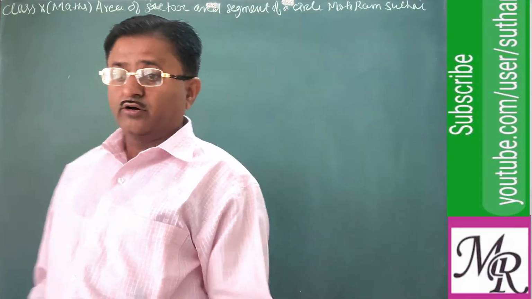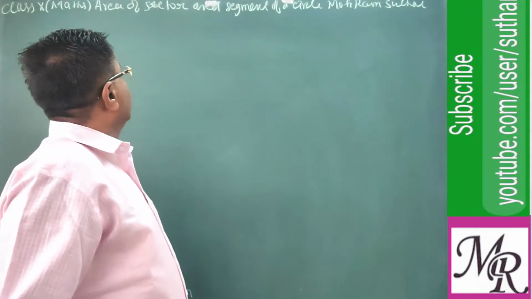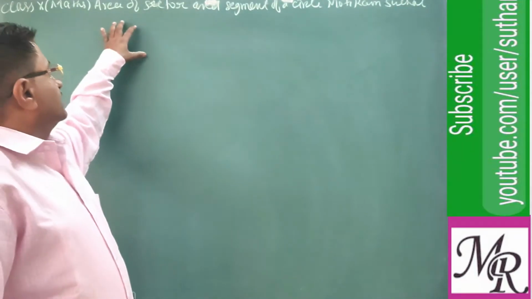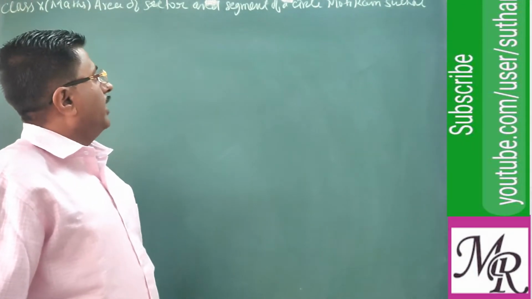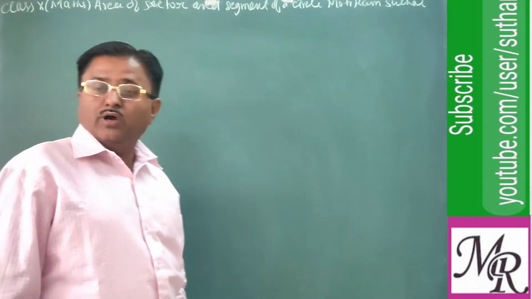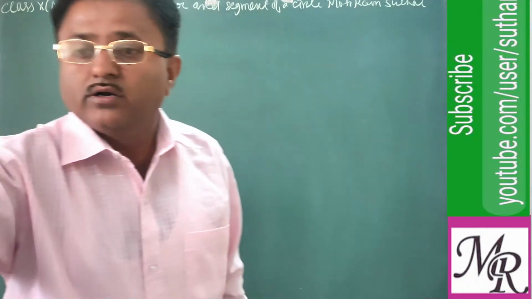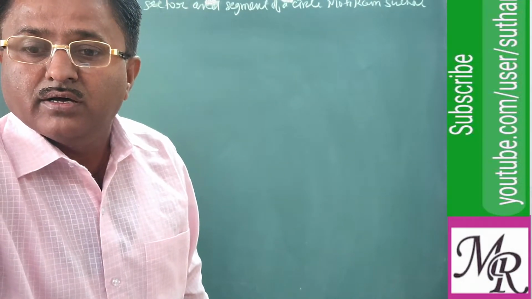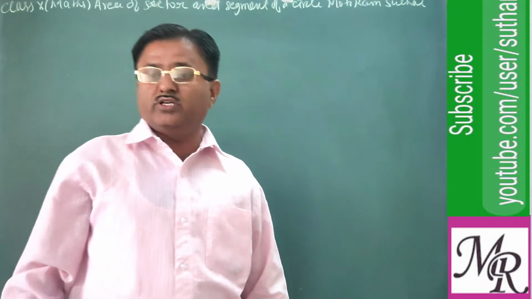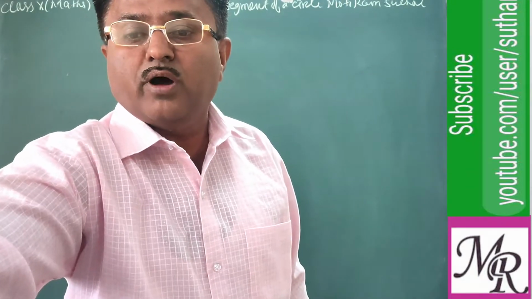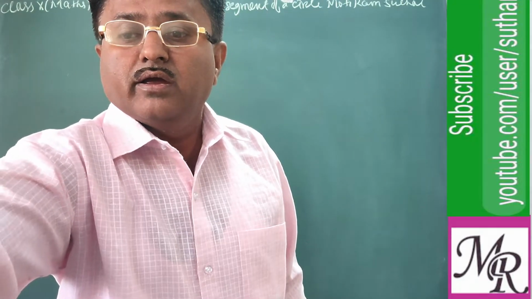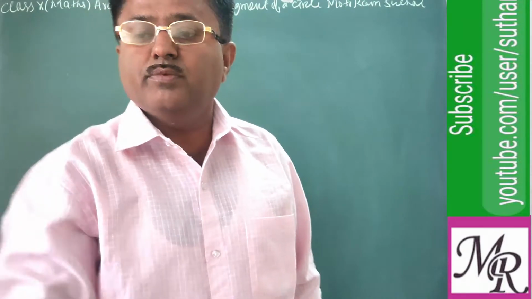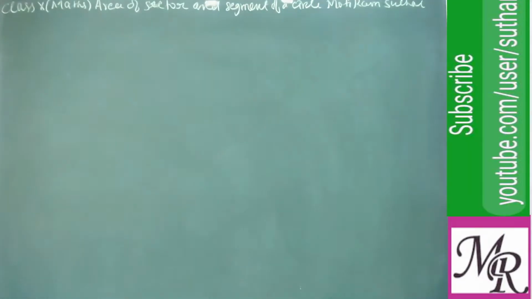Today we are taking a very important topic of mensuration: the area of a sector and segment of a circle. You are already familiar with the area and perimeter of the circle, which we saw in the previous video. Now we will see how to find the area and perimeter of the parts of the circle called segment and sector. So let's see.